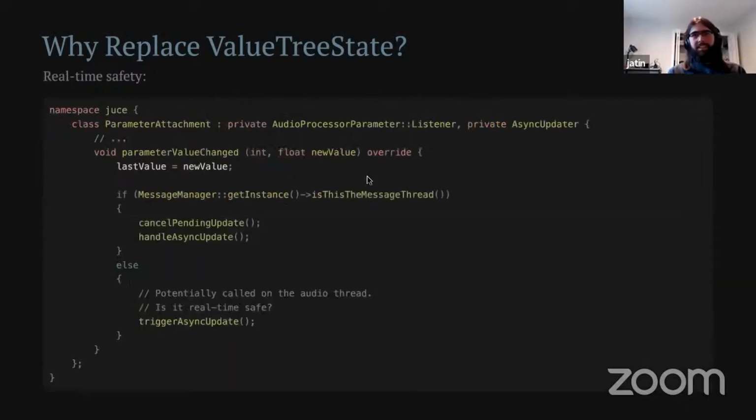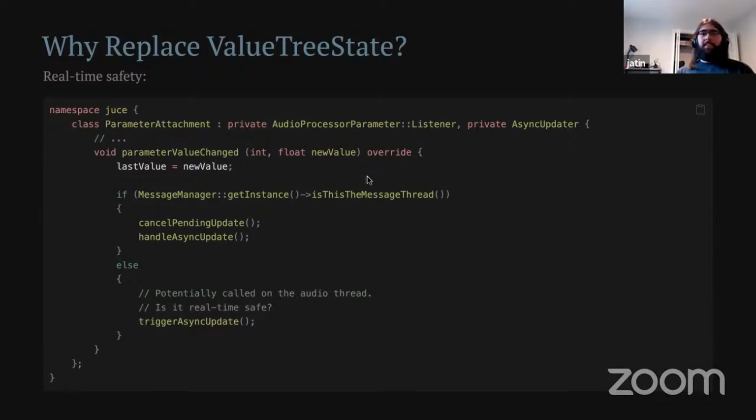So anyway, then maybe you say, well, okay, why don't I just use a parameter attachment for that instead? Because with a parameter attachment, I know that the callback for my parameter attachment will always happen on the UI thread. And in that sense, you're right. That will happen. That will be the case.